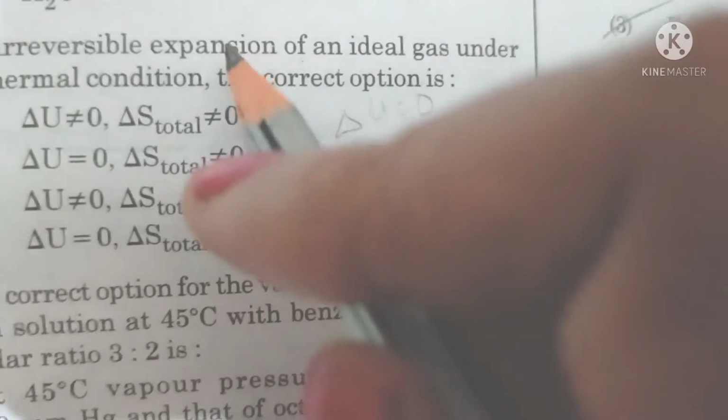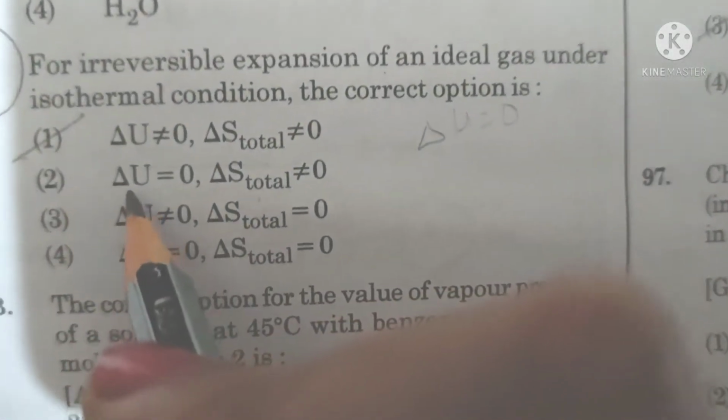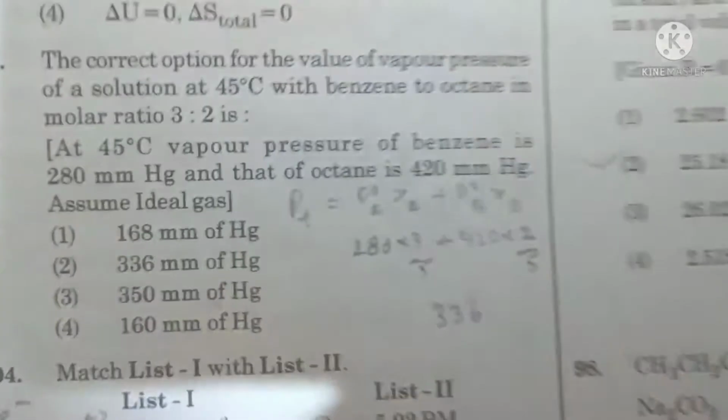And as it is an irreversible expansion, it occurs if there is a total increase in randomness, that is, entropy is greater than 0. So delta S is not equal to 0. So option 2, delta U is equal to 0 and delta S is not equal to 0, is the correct option.